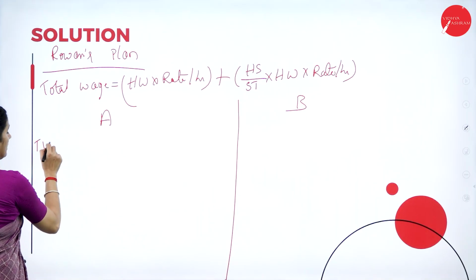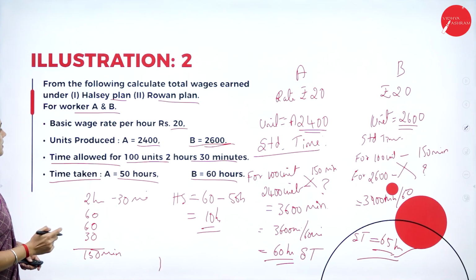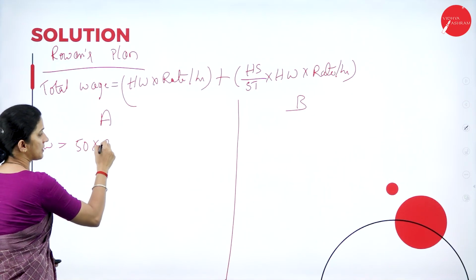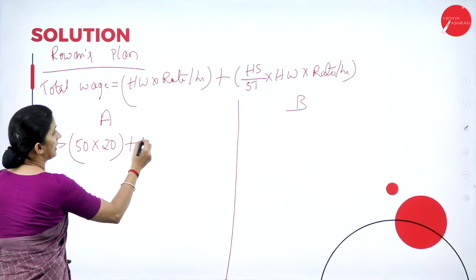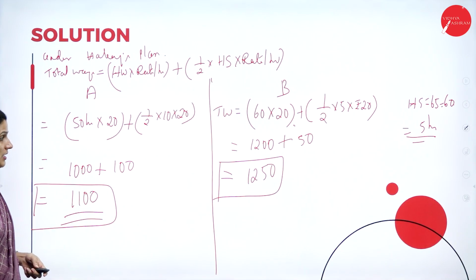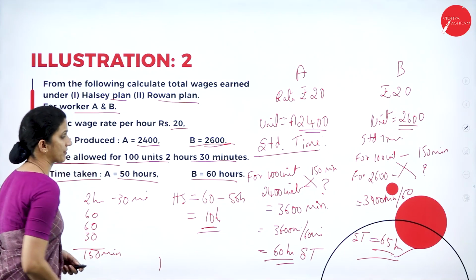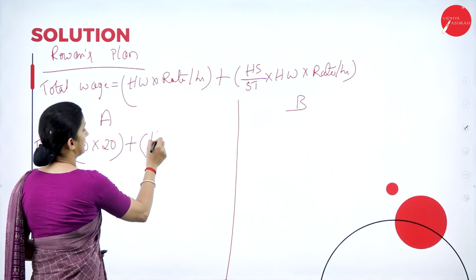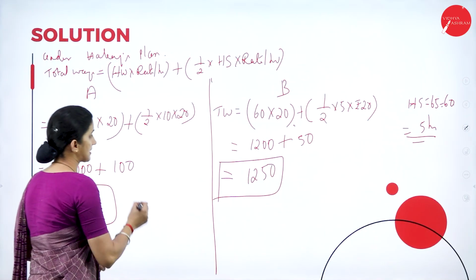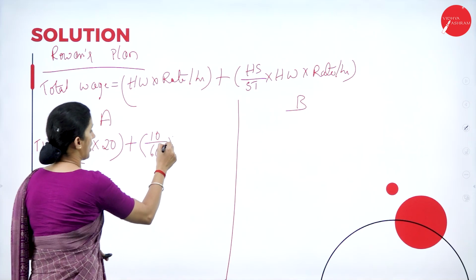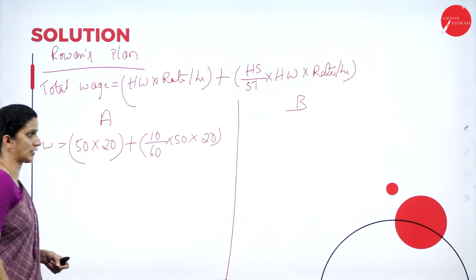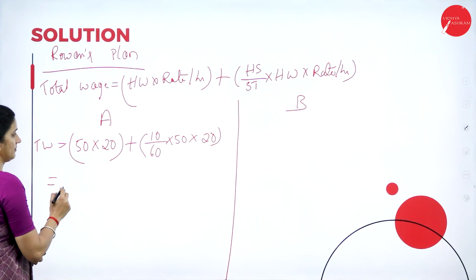So first for A, what is hours worked? Hours worked is 50, into rate per hour, the same 20, plus the bonus calculation, hours saved. For A, hours saved is 10 hours divided by the standard time. What is the standard time given? The standard time for A is 60, into hours worked, 50, into rate per hour, 20. Now we'll go for simplification.